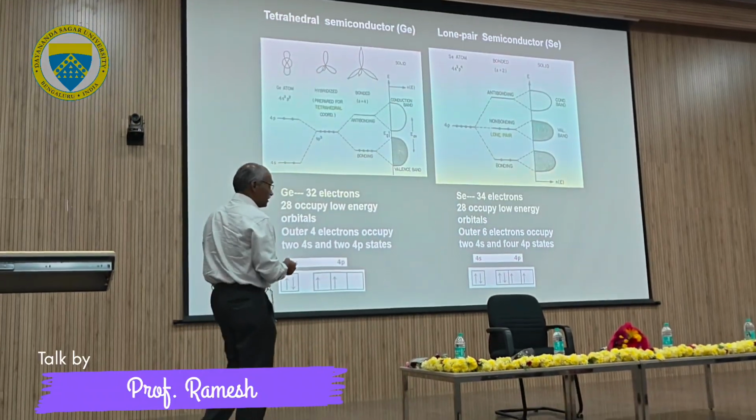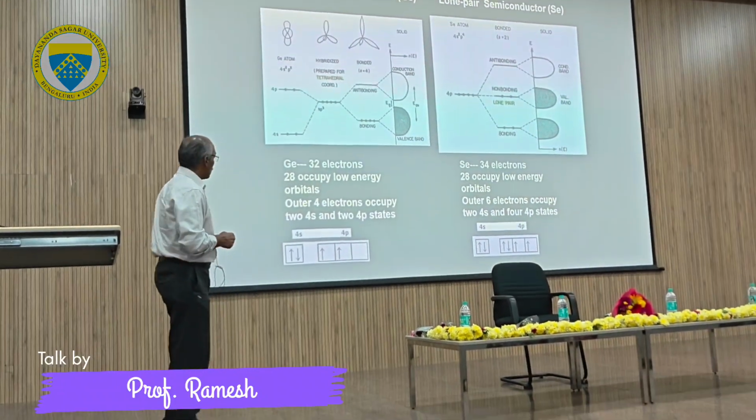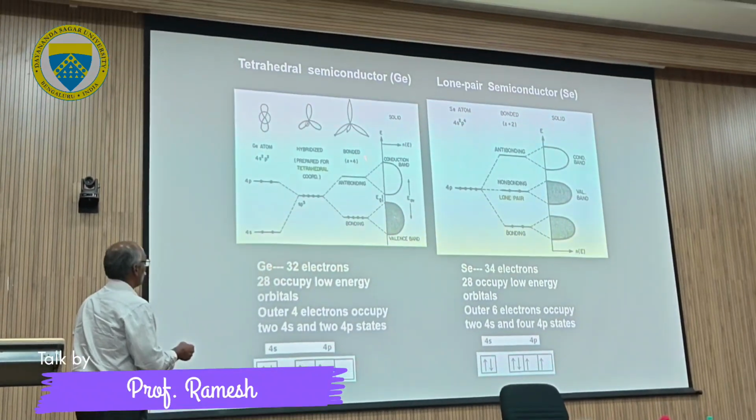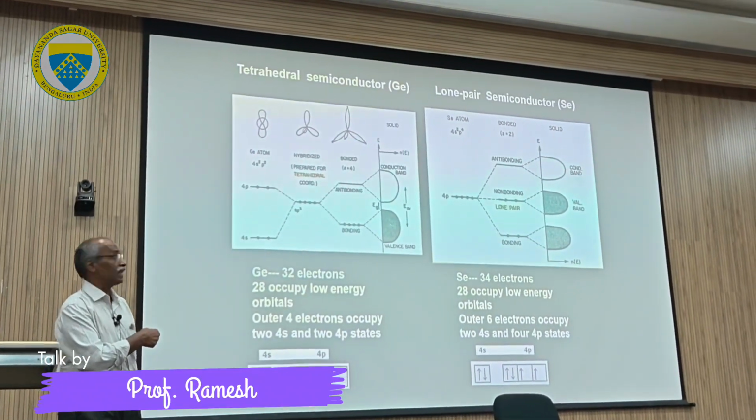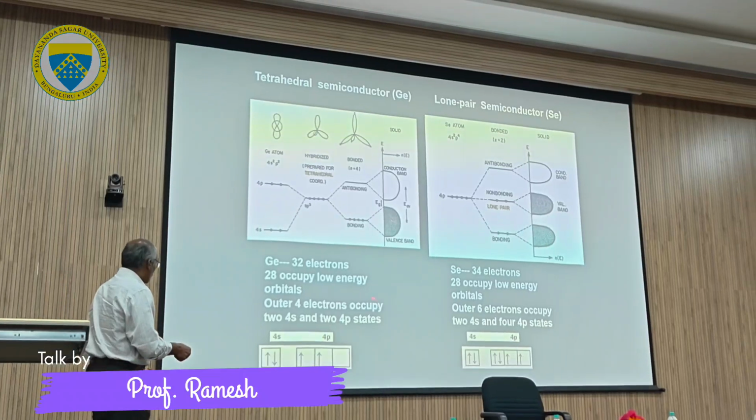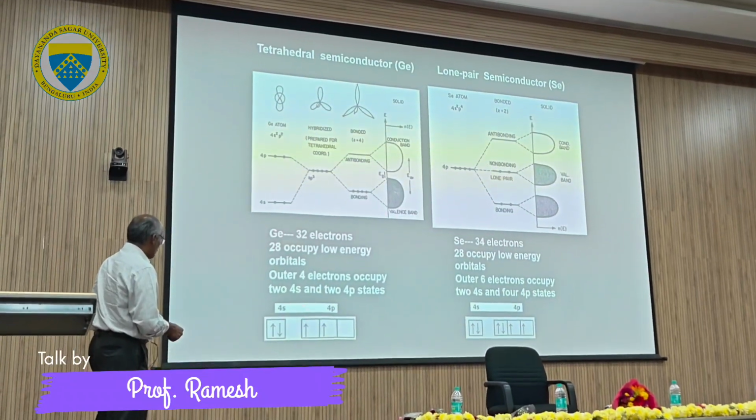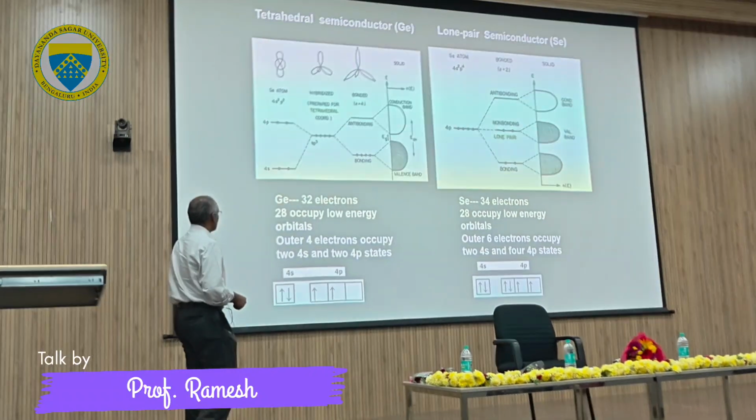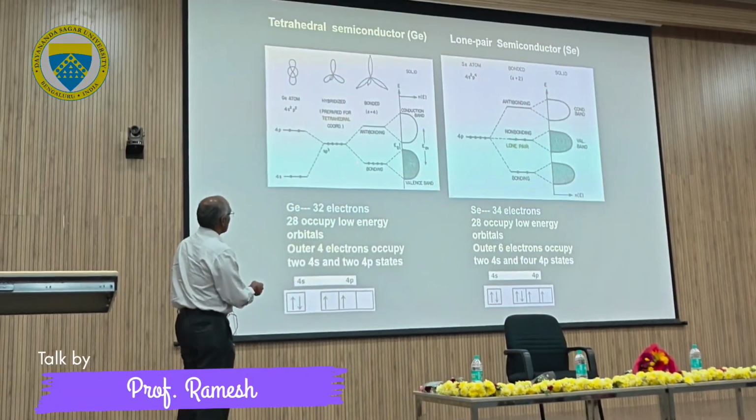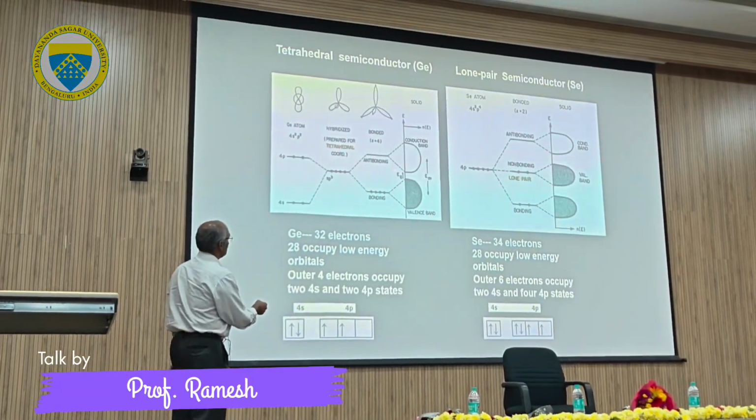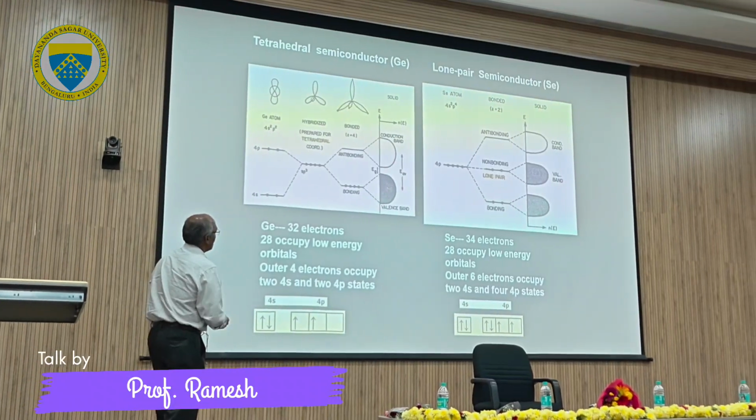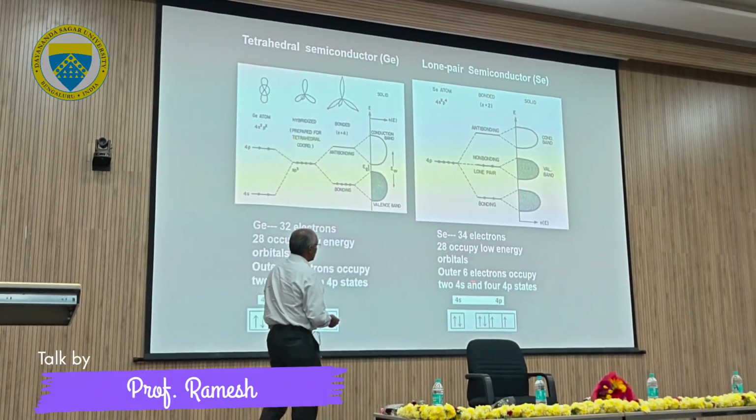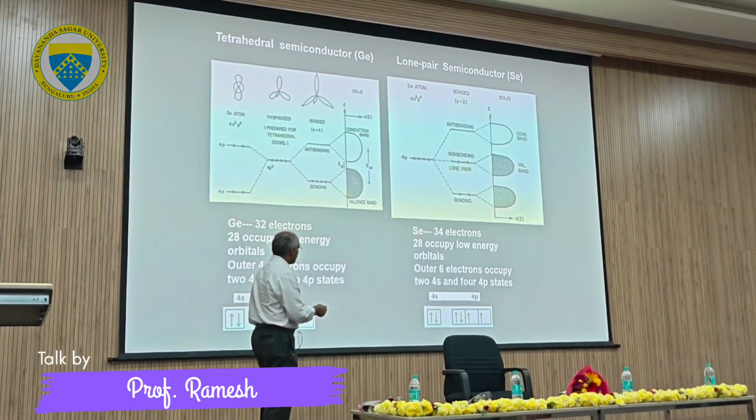They are also called lone pair electrons. For example, if you take germanium, it has 32 electrons. It is a group 4 element, like the tetrahedral semiconductors, with 4 outer shell electrons. 2 occupy the s state and 2 occupy the 4p. So they go to sp3 hybridization and we have bonding and anti-bonding states. This is the optical gap, actually, right?